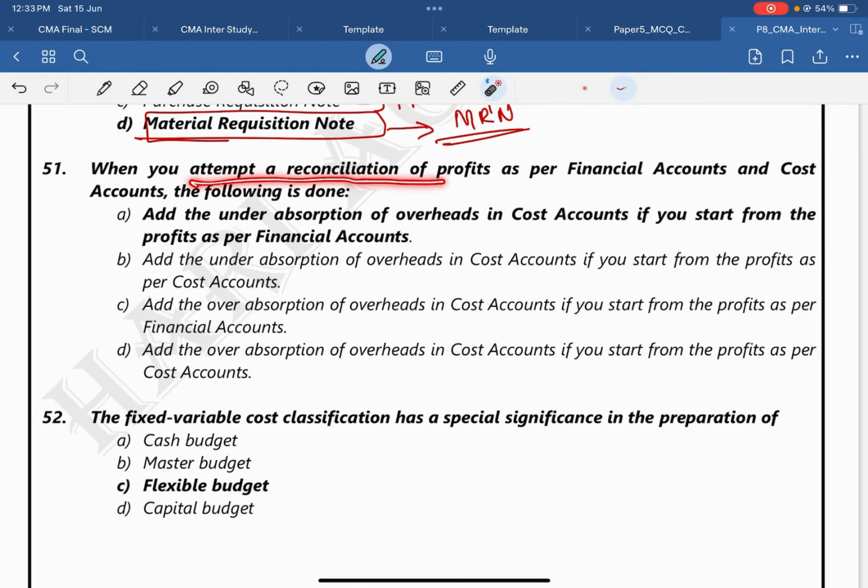When you attempt a reconciliation statement of profit as per financial accounts and the cost accounts, the following is done. Your starting point is profit as per FA. Your end point is cost accounts. What you need to do? Add under absorption of overhead in cost accounts if you start from the profits as per financial accounts. That's the exact answer, because it is under absorbed in cost accounts. So if you start from the financial accounts, you need to add back.